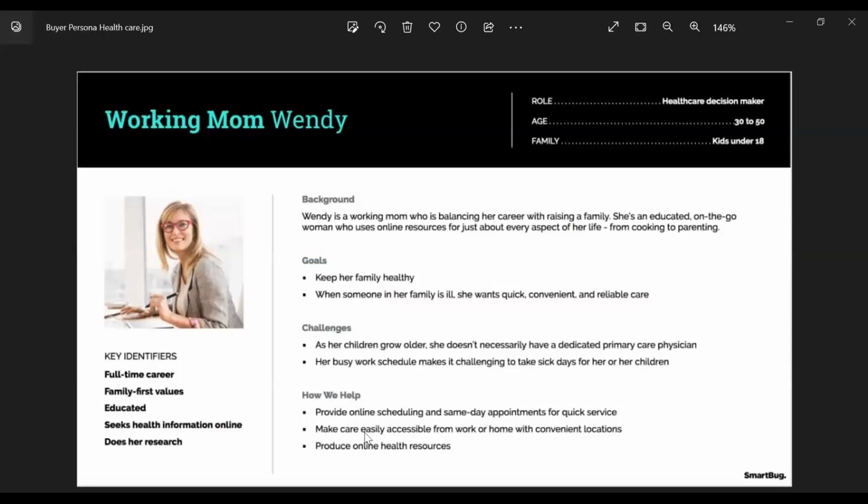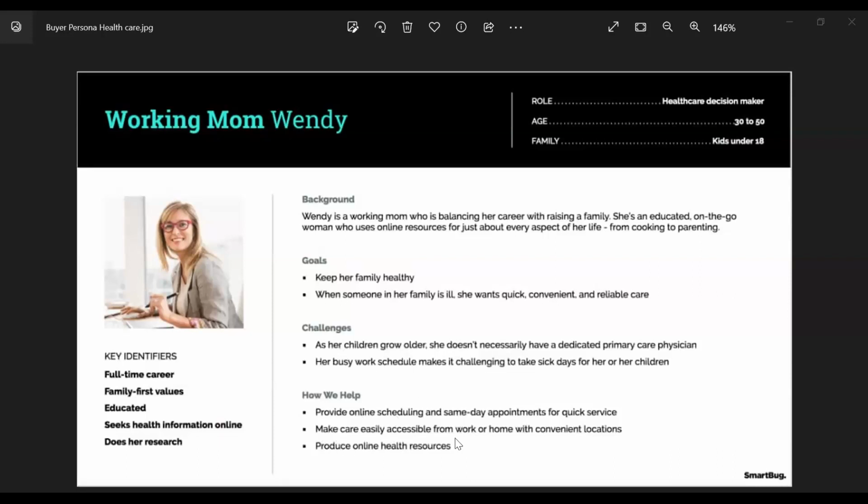All right. So you see how are they going to help her? You see how this is clearly stated. The other one didn't state it, but this is clearly stated. It says here, we provide online scheduling and same-day appointments for quick service, because her schedule is busy and it makes it challenging for her to take her children on sick days. You know how scheduling an appointment with the doctor is sometimes. You can schedule today and maybe get your appointment next week or midweek. Maybe today is Monday, and you finally get the appointment to see a doctor on Friday or so. And she doesn't want that kind of thing because she doesn't have that kind of time.